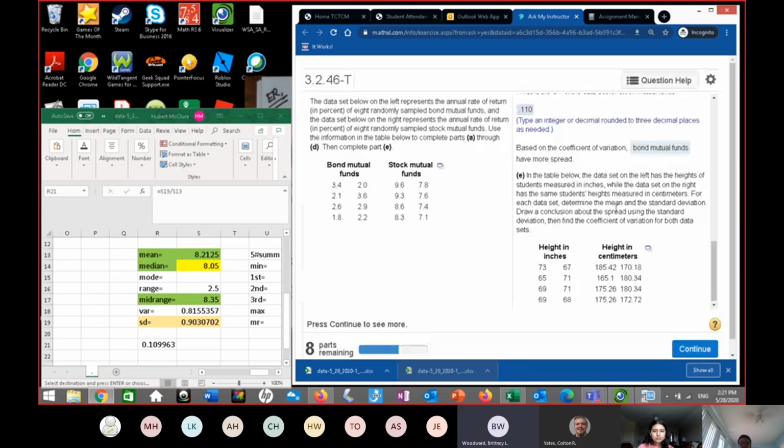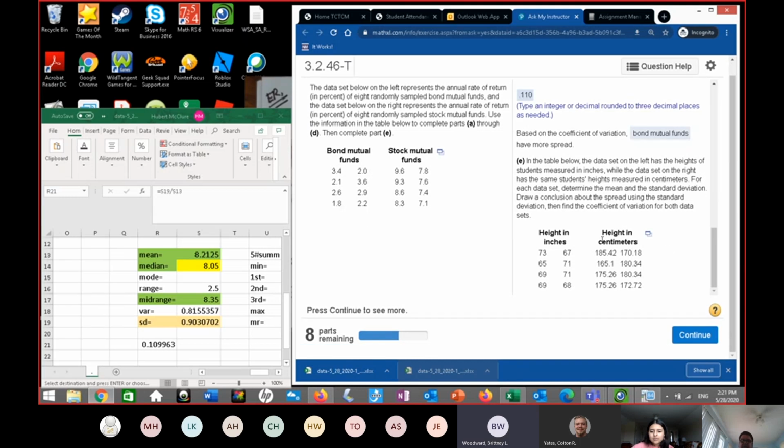Oh my gosh. I'm not doing any more. That's how I felt when I was doing it last night. Okay, this. In the table below, the set of data has height in inches. So they're giving you a third problem. Doesn't that have anything to do with the problem? This has nothing to do with this problem.